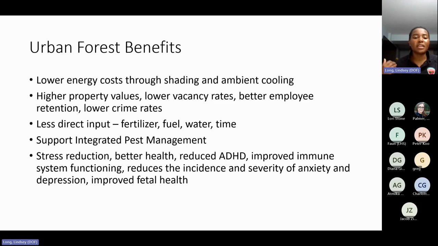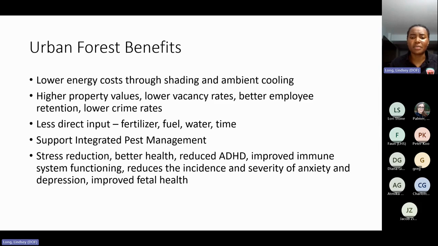So trees also uptake fertilizer. There's a lot of fertilizers being used in urban areas, and trees help take them up. They also help take up and hold pollution. They also absorb water, so they reduce flooding a lot of the time.